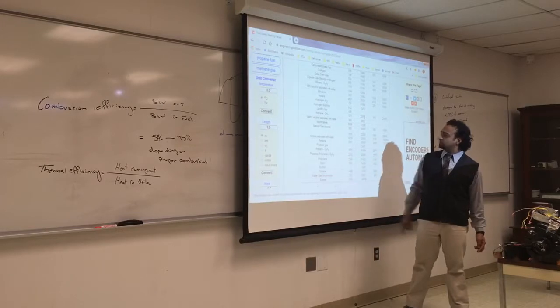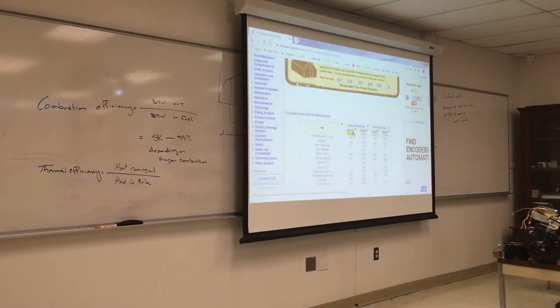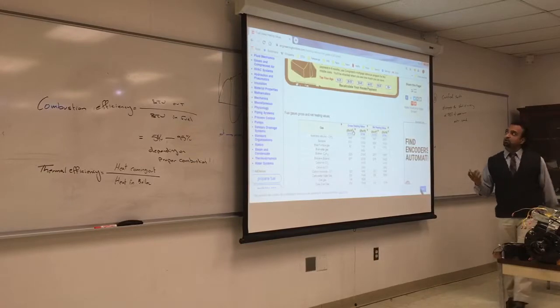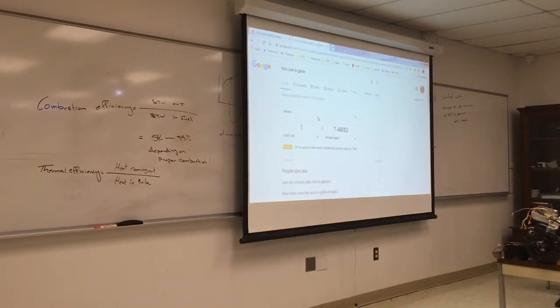Is it always times 7? Because I'm converting from cubic feet to gallons. Because you want to compare apples to apples. Yeah, so 1 cubic foot is 7.5 gallons.